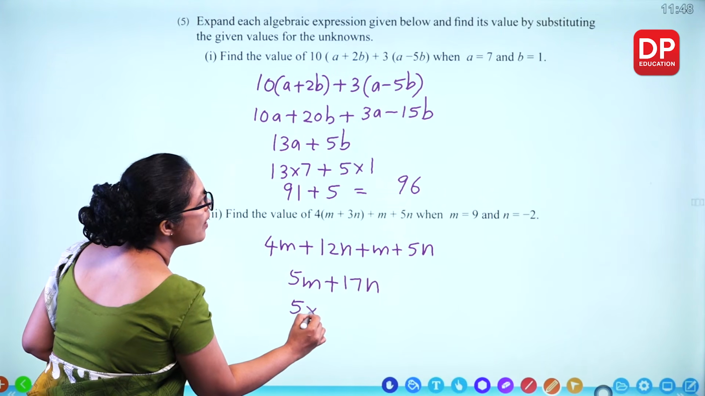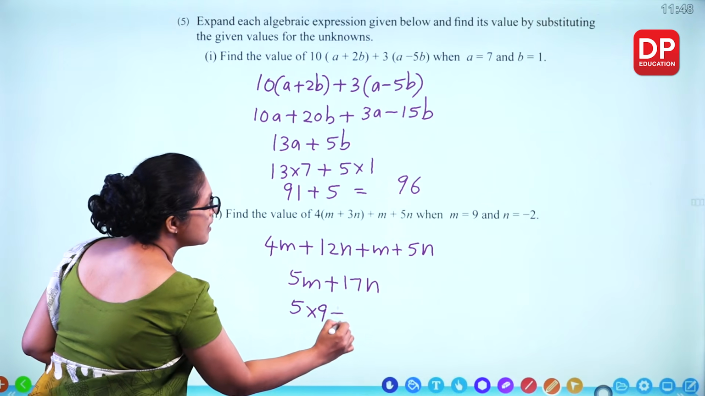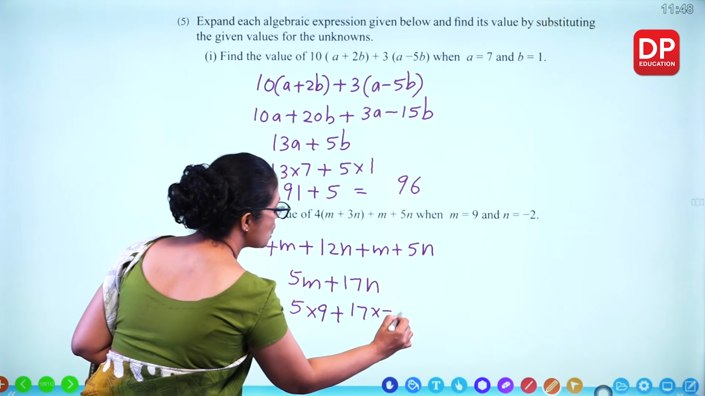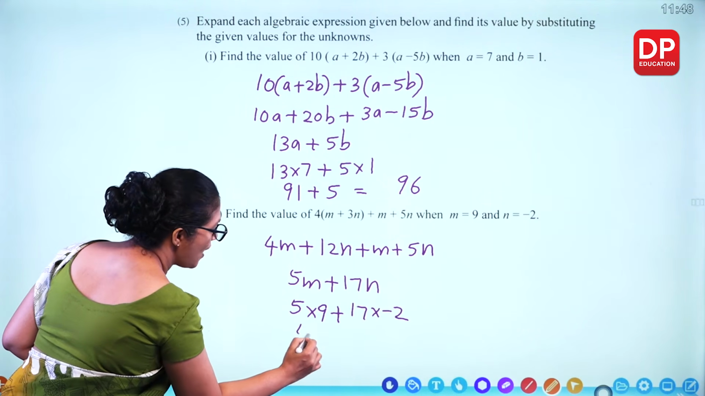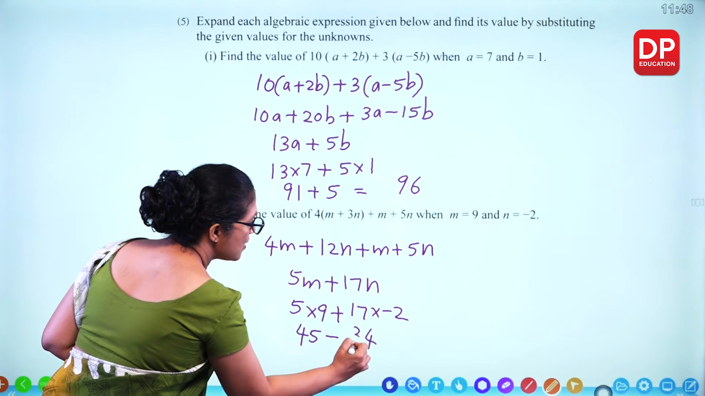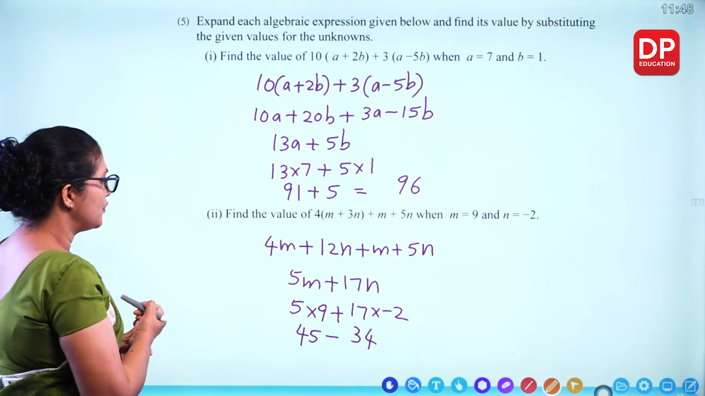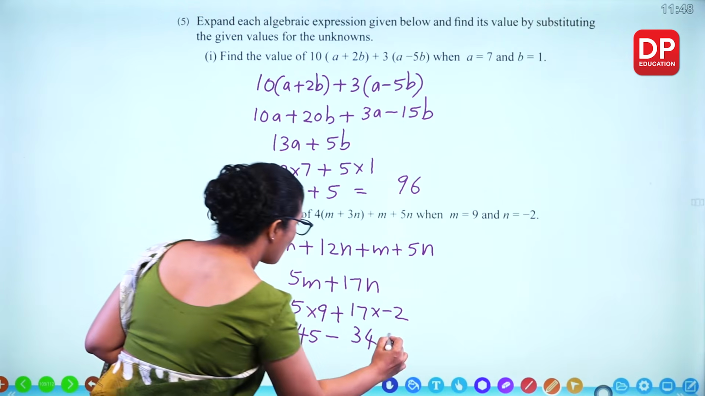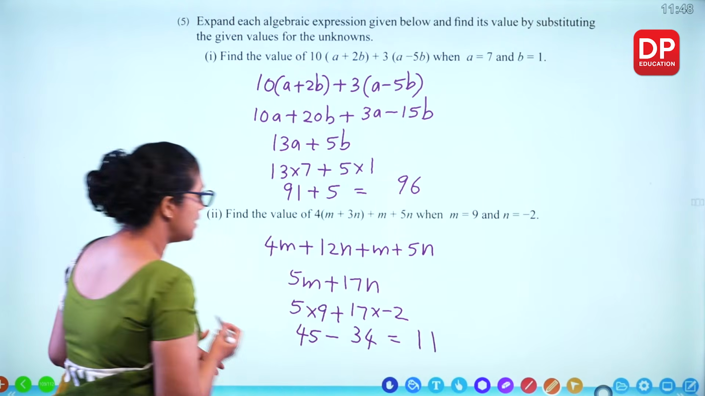Substitute now. m is 9, n is minus 2. 9 times 5, 45. Here you get minus 34. 45 minus 34, you get 11.